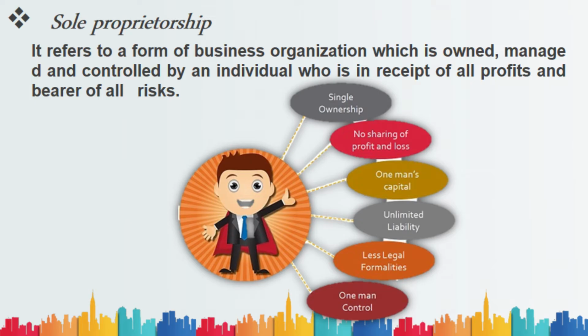Sole proprietorship is a business unit, or a type of business, that is owned, managed and controlled by a single person who receives all the profit and bears all the risk. Those persons are called sole proprietors, and those businesses are called sole proprietorship businesses.